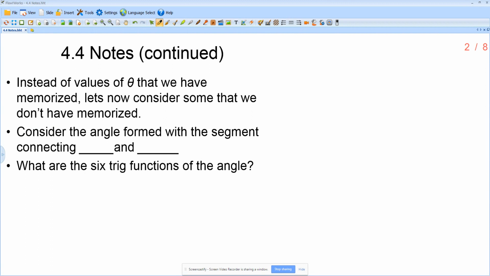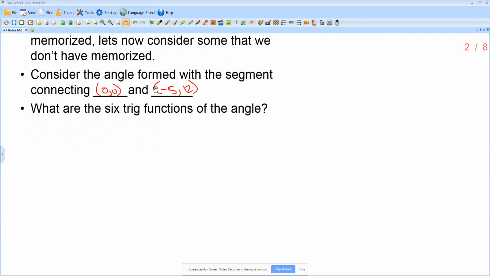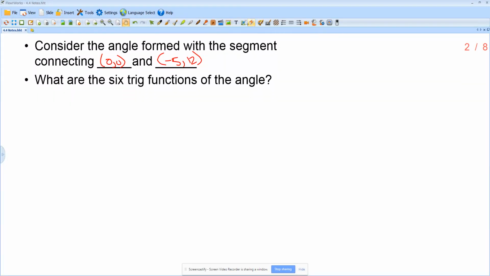So instead of values of theta that we've memorized from the unit circle, we're going to talk about those that we haven't. For instance, consider the angle that's formed with the segment from (0, 0) to (-5, 12). What are the 6 trig functions of this angle? The first thing we're going to do is draw a sketch. We have (0, 0) and (-5, 12), which puts me in the second quadrant, somewhere like here.